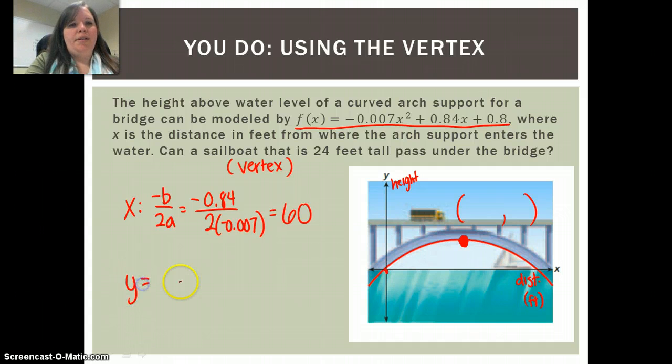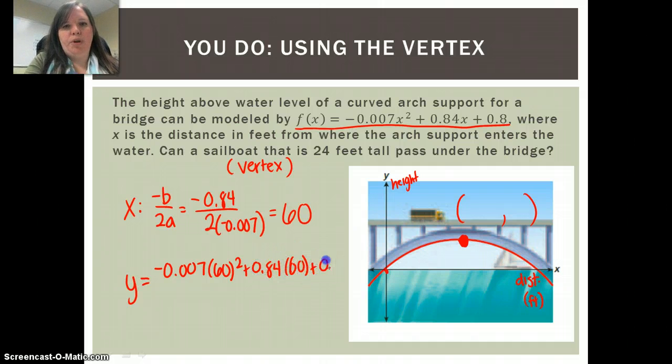And the y coordinate: negative 0.007 times 60 squared plus 0.84 times 60 plus 0.8. I would again suggest typing this into your calculator. Negative 0.007 times 60 squared plus 0.84 times 60 plus 0.8 is 26. So this vertex is at (60, 26). By the way, double check those numbers on your calculator to make sure you can get them as well.